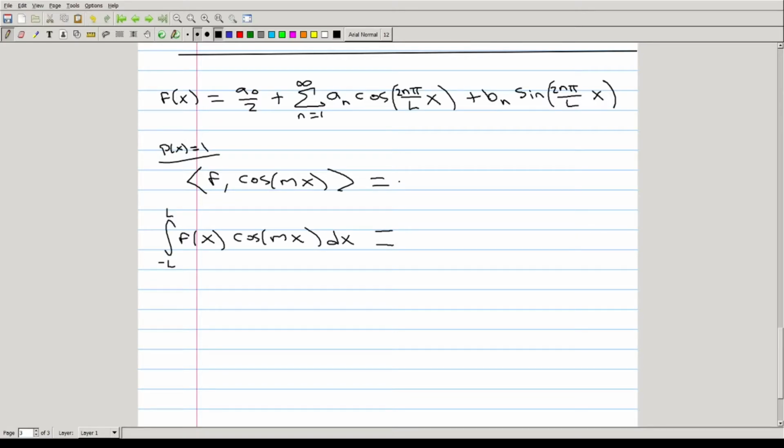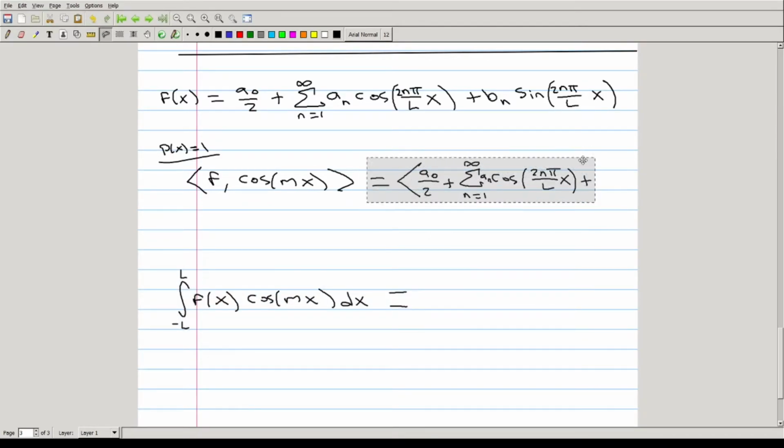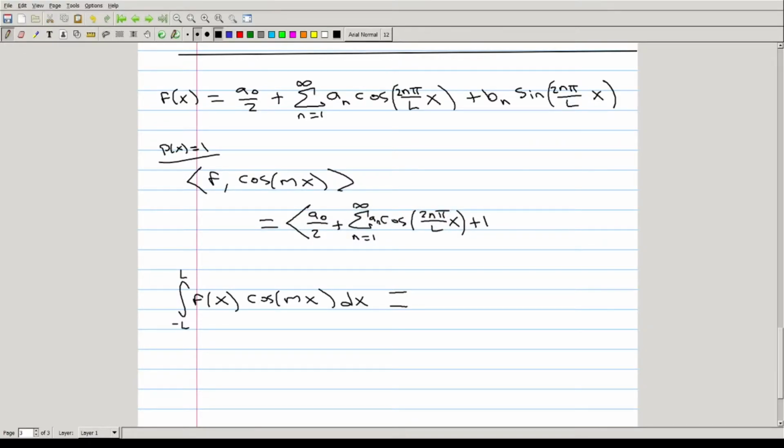So this is the same thing as, if this expansion is true, the inner product of this infinite sum, a naught over 2 plus the summation from n equals 1 to infinity of a n times cosine of 2n pi over L x, plus b n times sine of 2n pi over L times x, with cosine of mx.